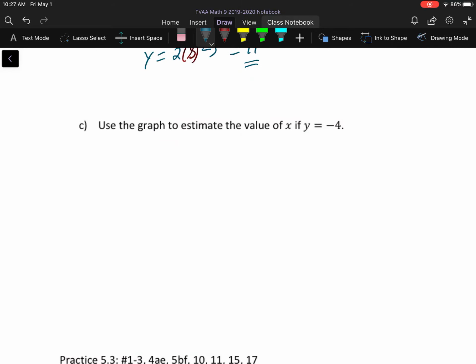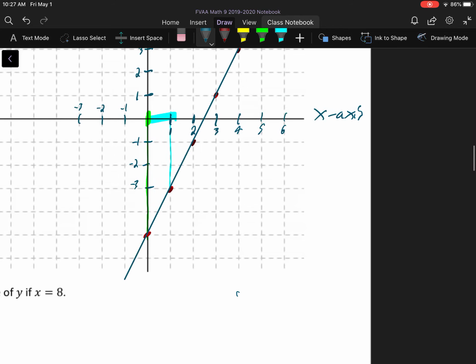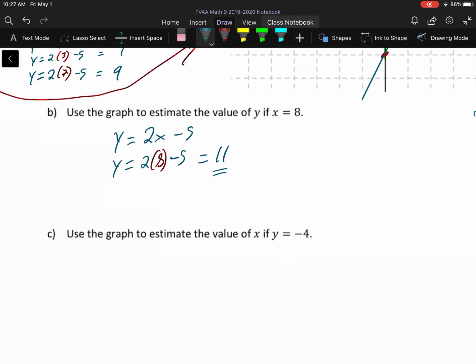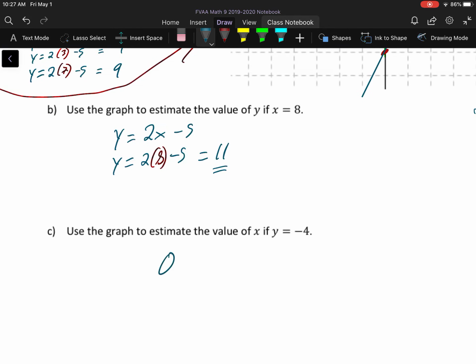For the other one, use the graph to estimate the value of x when y is equal to negative 4. Okay, so when y is equal to negative 4, so negative 1, 2, 3, negative 1, 2, 3, 4, I go over to the line, and so it's this point here, that looks like it would be 0.5. Okay? It looks like about 0.5.